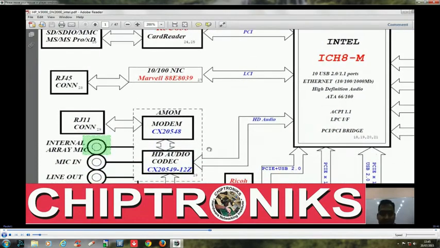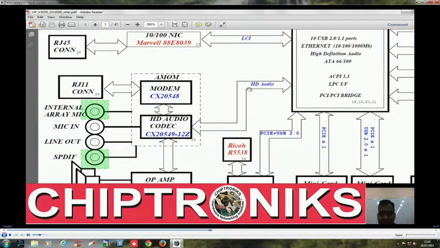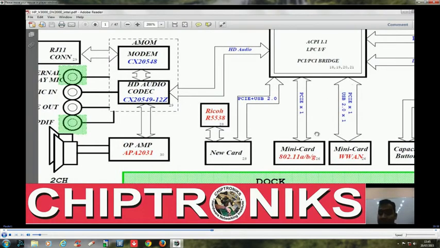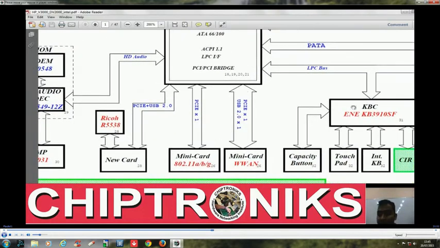Between ICH8 and the audio controller we have HD audio. HD audio stands for high definition audio, and this is the mini card. This is PCI Express x1, that means there would be 4 wires between them. And this is the IO controller.